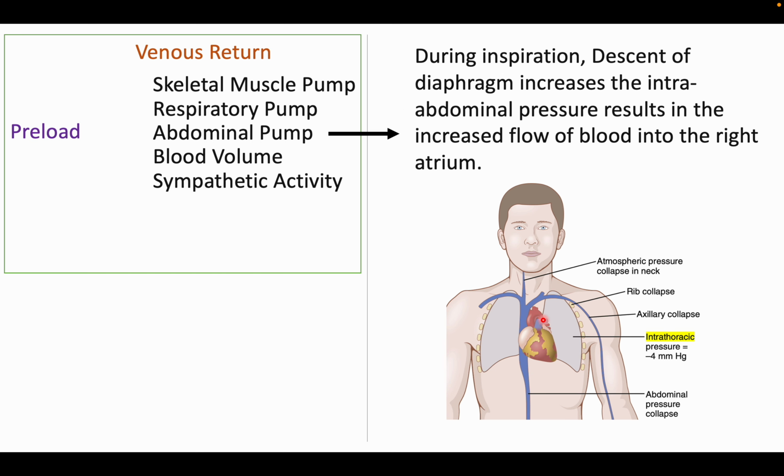And during inspiration, the abdominal pump also works because the descent of the diaphragm occurs. Our diaphragm contracts, it goes down, and the intra abdominal pressure increases, and because of that the blood flows from the abdomen to the right atrium. So during inspiration, both the respiratory pump and abdominal pump act. The respiratory pump causes a suction like effect, and the abdominal pump pushes the blood from the abdomen towards the heart.